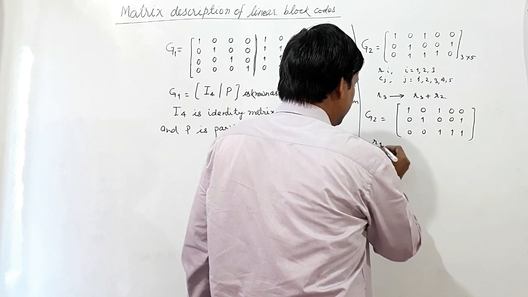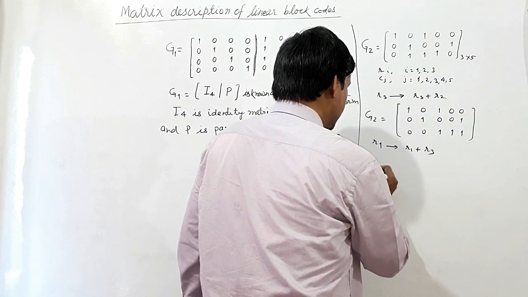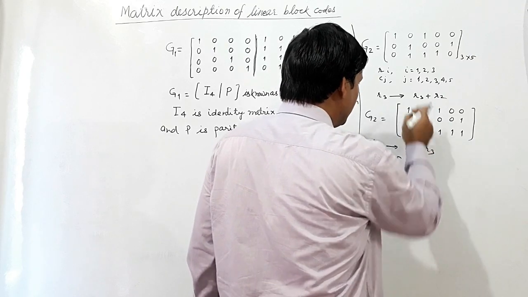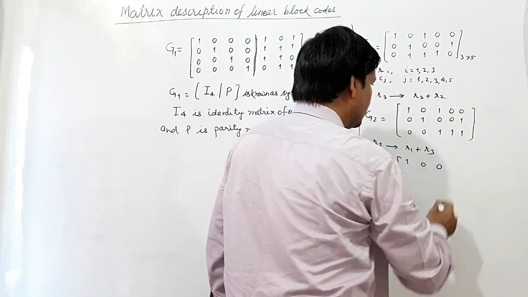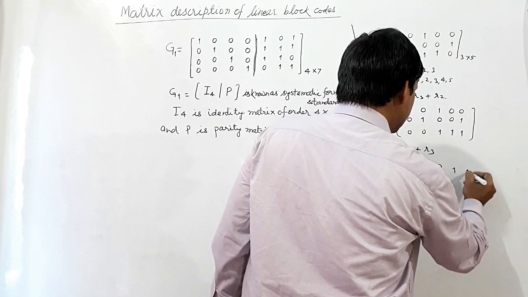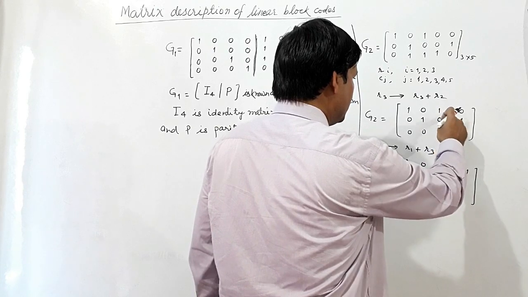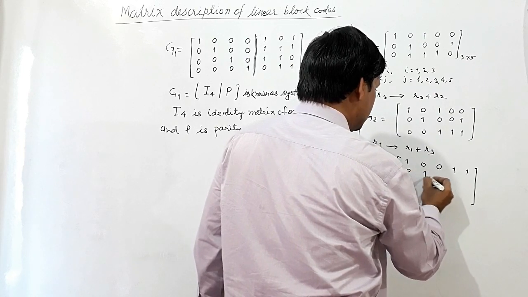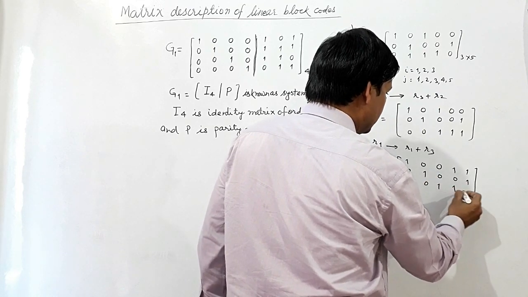R1 can be replaced by R1 plus R3. What will happen here? G2 will become, R1 has to be replaced by R1 plus R3, so 0 plus 1, it will be 1, 0 plus 0, it will be 0, 1 plus 1, it will be 0, 1 plus 0, it will be 1, 1 plus 0, it will be 1, okay, 1, 0, 0, 1, 1, it's okay. Now, it will remain as it is, 0, 1, 0, 0, 1, here, 0, 0, 1, 1, 1.